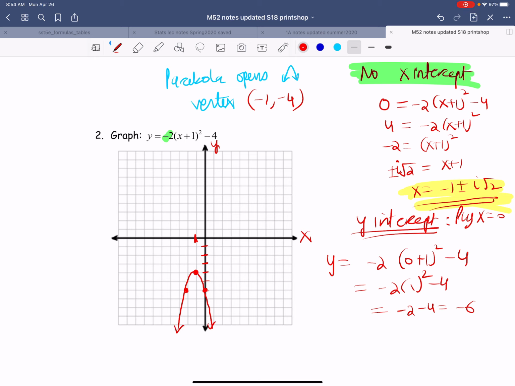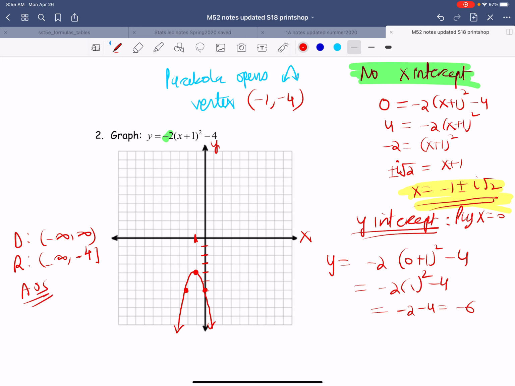It's important to label, think about the domain and range, and label the axis of symmetry. What's going to be the domain for this parabola? The domain would be all real numbers. How about the range? What y values does it take? It only takes -infinity to -4, actually, not -6. The range is -infinity to -4.